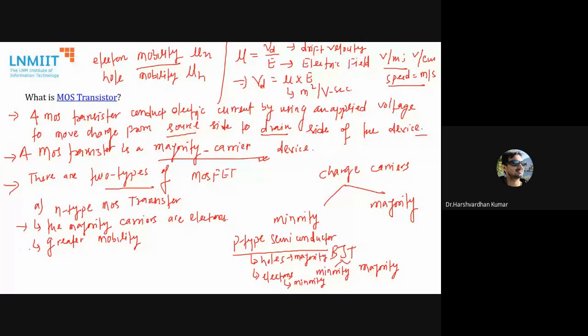So now the third point about the n-type MOSFET. The first point is majority carriers are electrons. Second point is greater mobility, and third point is the substrate of n MOSFET will be p-type substrate, that is positively doped. If anyone asks how many types of MOSFET, you can say n-type MOSFET and p MOSFET.